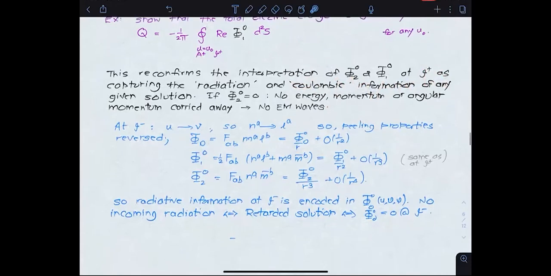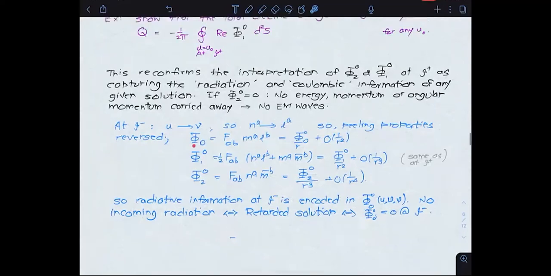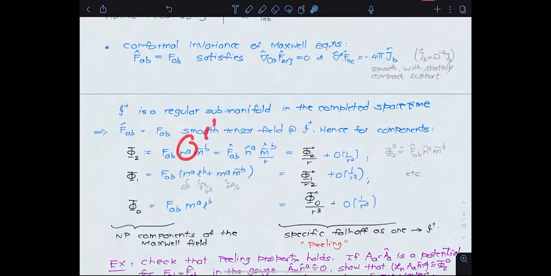In fact, if I now wanted to go to scri minus, then all you have to do is U goes to V, and so N goes to L. And so the peeling properties are actually just slightly changed, because now the radiating part is going to be in phi naught. Phi 1 is still, because what I have to do is to change N and L. And therefore, that's why previously I had here for phi 2 naught, the radiative part, I had an N here, so I had to put L.